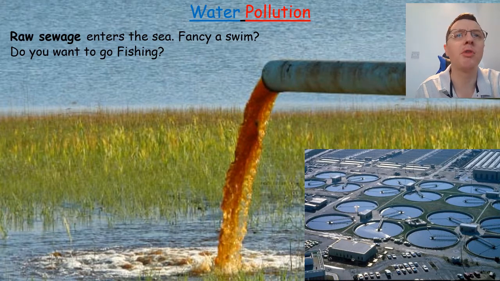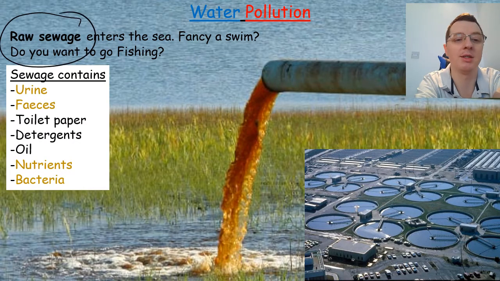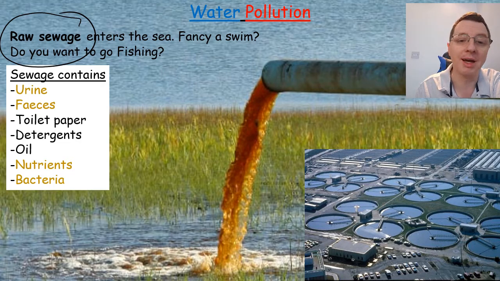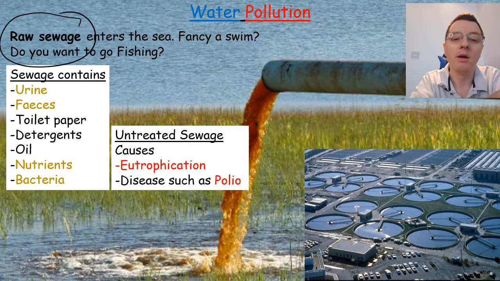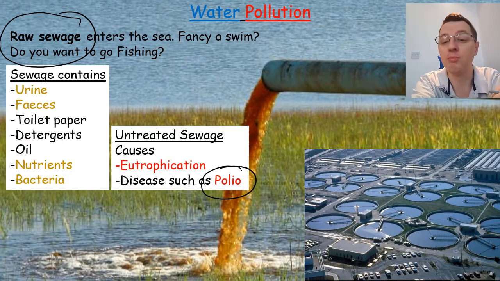So how are these types of pollution caused? Well, in particular, eutrophication is often caused by raw sewage. And raw sewage contains urine and feces, toilet paper, detergents, oil, and also nutrients and bacteria. And it's those nutrients and bacteria that can do some of the most damage. Untreated sewage can cause eutrophication, and also it can cause viral diseases such as polio.